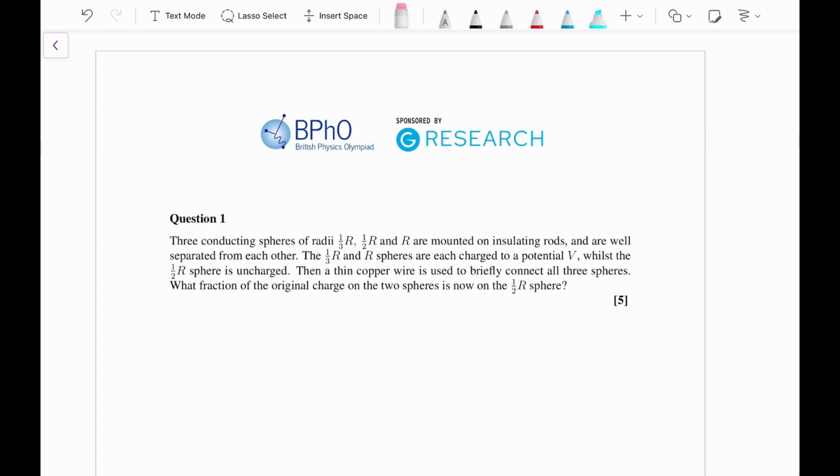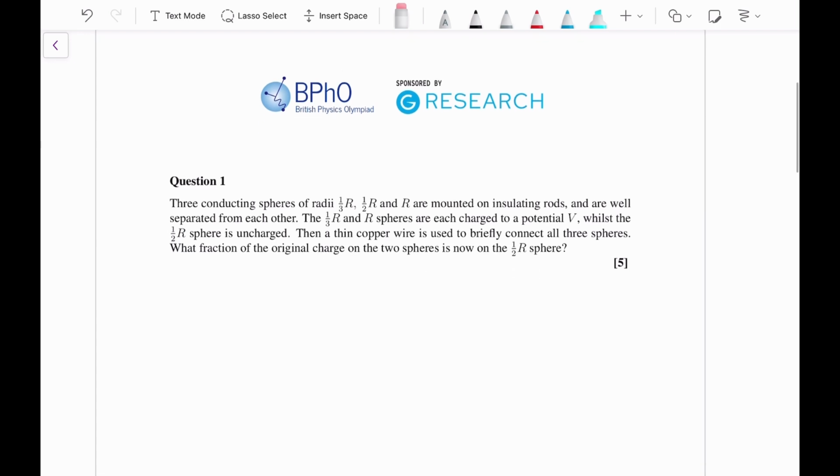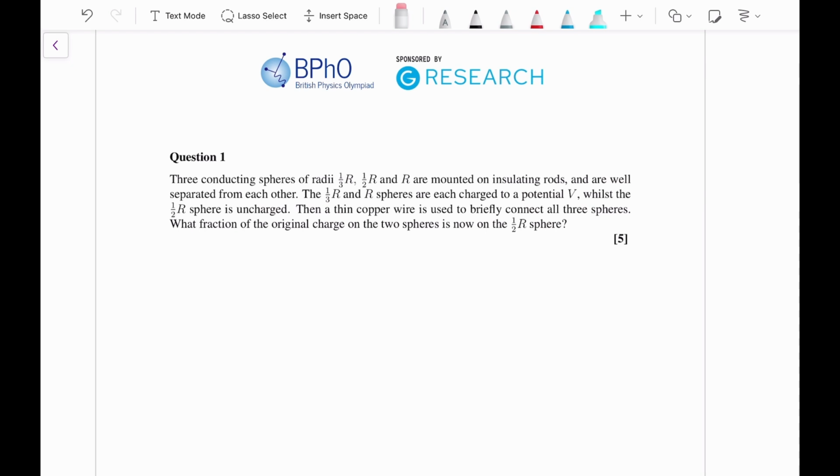The third R and R spheres are each charged to a potential V, whilst the half R sphere is uncharged. Then a thin copper wire is used to briefly connect all three spheres. What fraction of the original charge on the two spheres is now on the half R sphere? That is what the question wants to calculate.